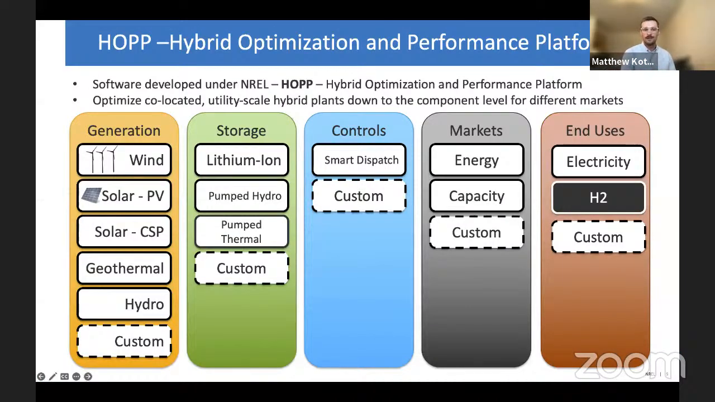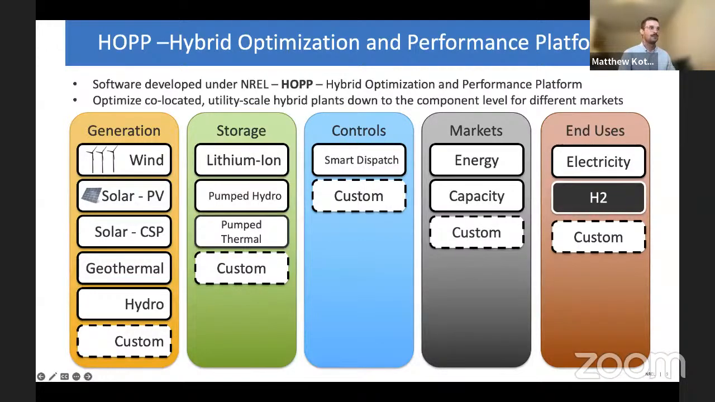This tool that the hybrids group at the Flatirons campus within NREL provides is called HOPP, or Hybrid Optimization and Performance Platform. And so this was a tool that helps optimize co-located utility scale hybrids down to the component level within different markets. And as you can see here, there's essentially 5 different components that make up a hybrid as a whole. So you have your generation component, your storage, controls, markets, and end uses. You can see all of the ones that we currently provide, and then important to note that each one of these has a custom option.